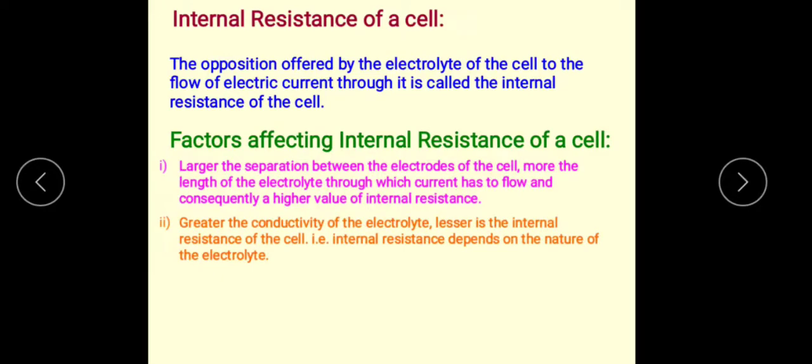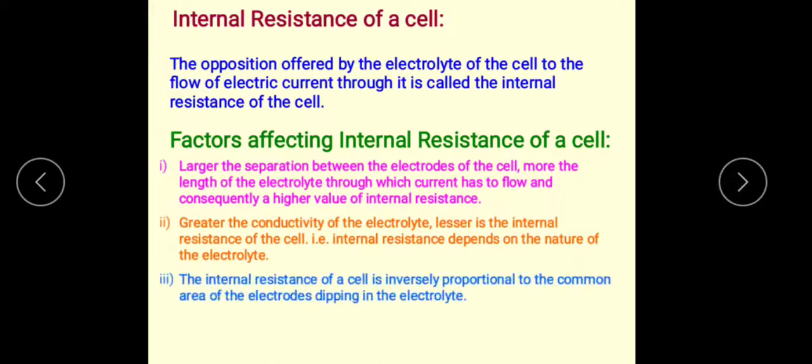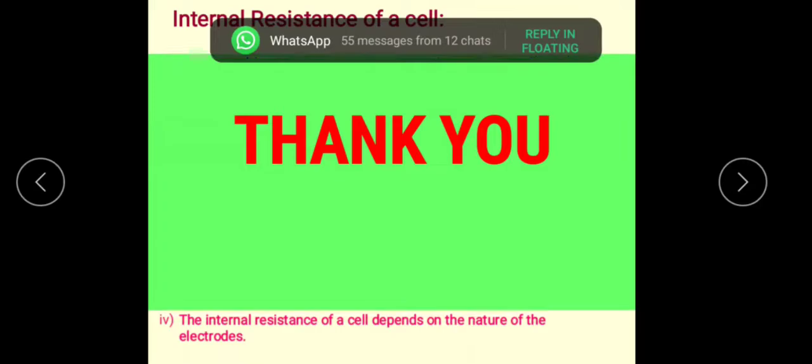The second one is that the greater the conductivity of the electrolyte, the lesser the internal resistance. If the conductivity is more, then the opposition is less. The internal resistance depends on the nature of the electrolyte. The third one is that the internal resistance of a cell is inversely proportional to the common area of the electrodes dipped in the electrolyte. Then the internal resistance of a cell also depends on the nature of the electrodes. Thank you.